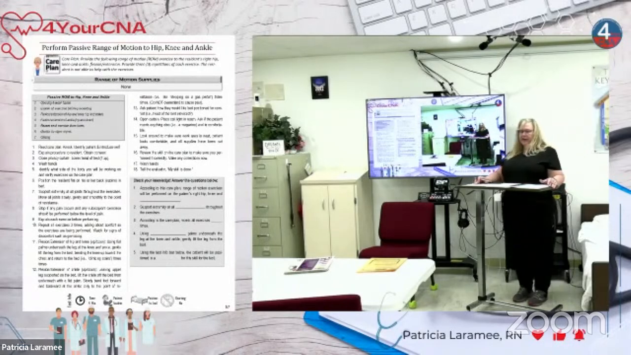So the first skill, we're only going to learn three skills today. Two of them are variations of skills we've already learned. Not much to learn here. The last one is a little bit new.